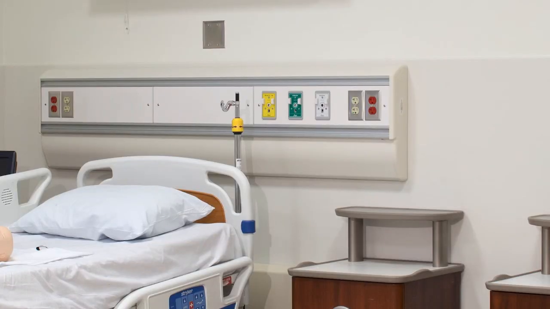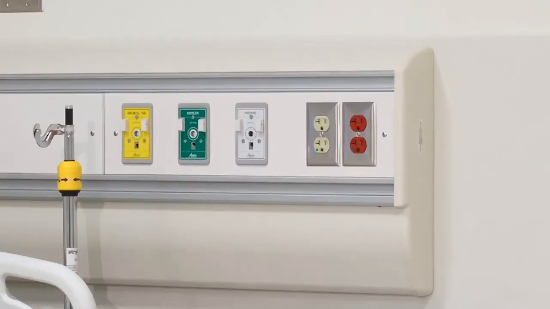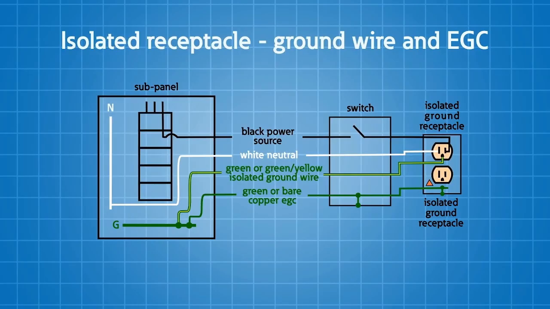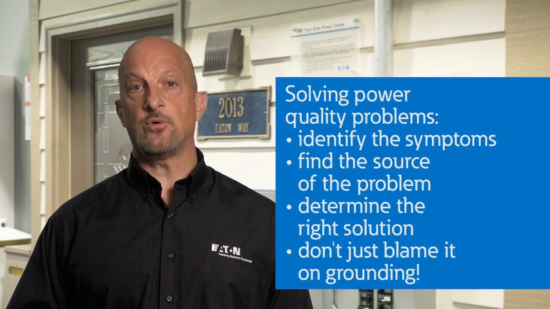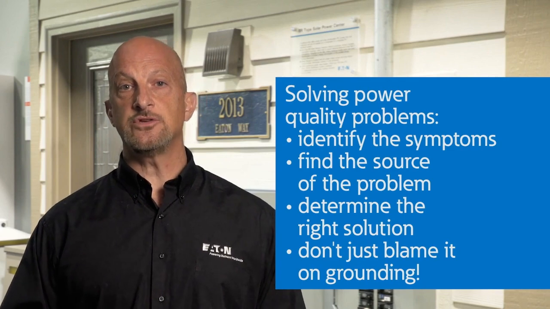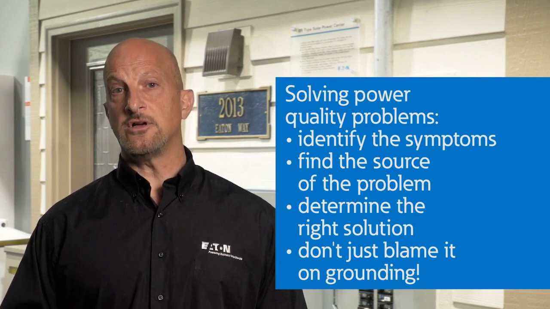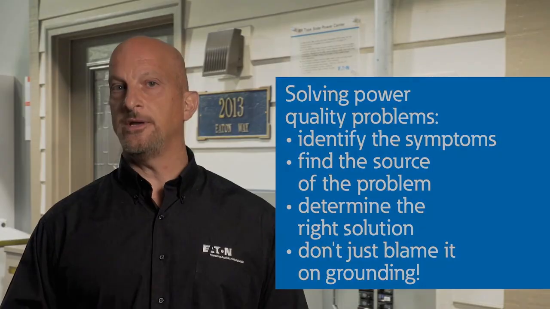Isolated grounds like you would find on a hospital plug are a different story and can certainly help from a PQ standpoint, but should be installed with care and as intended. The bottom line is that PQ problems related to grounding can be handled, but they should be dealt with like any other power quality problem. Identify the symptom, find the source of the problem, and determine the right solution. But if the problem seems unsolvable, don't just blame it on grounding.